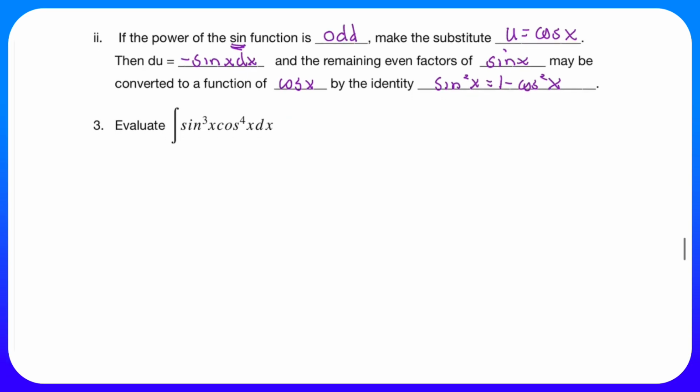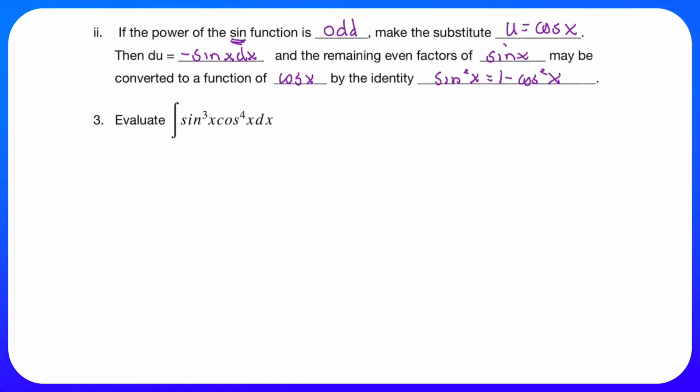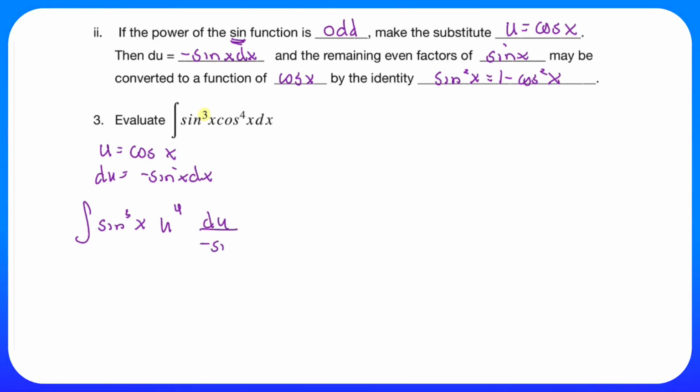Here we're going to evaluate the integral of sine cubed x cosine to the 4th x dx. Since my sine function is the odd one, I'm going to let u equal my cosine function. That means the derivative of u is negative sine x dx. Substituting back into the original problem, I get the integral of sine cubed x times u to the 4th, times, we replace dx with du over negative sine. So one of those sines cancels out with the other, and I'm left with sine squared x times u to the 4th, and we have that negative du.